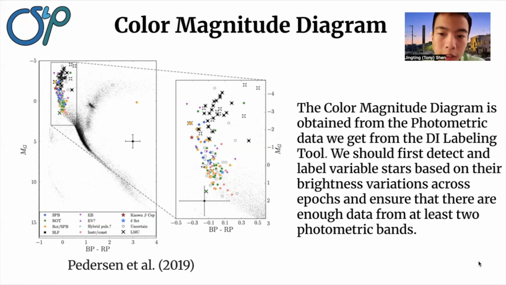So first, the color magnitude diagram is obtained from the photometric data we get from the DI labeling tool. In order to make a color magnitude diagram, we should first detect and label the various stars based on their brightness variations across epochs and ensure that there are enough data from at least 2 photometric bands. And the graph on the left is an example of a color magnitude diagram from a research paper in 2019.